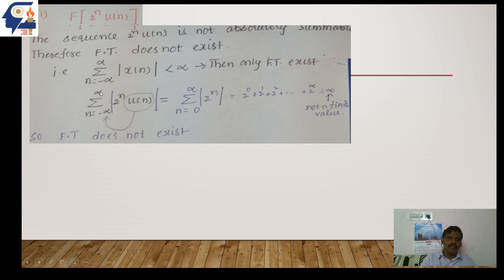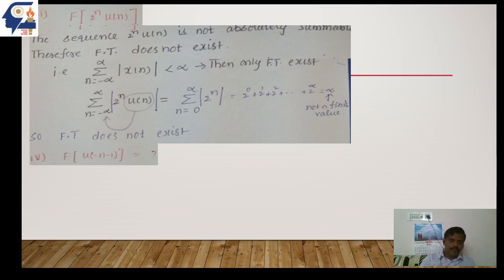So summation n equal to minus infinity to plus infinity, mod 2 power n u of n mod. Because u of n starts from 0, n equal to 0 to infinity mod 2 power n. Replace n equal to 0: 2 power 0 plus 2 power 1 plus 2 power 2 and so on up to 2 power infinity. If we add all these values, we will get the result as infinity. Because the result is infinity, the Fourier transform does not exist. That's why for the Fourier transform of a power n u of n, there is one condition: a is always less than 1. But here a is 2. That's why the Fourier transform does not exist.